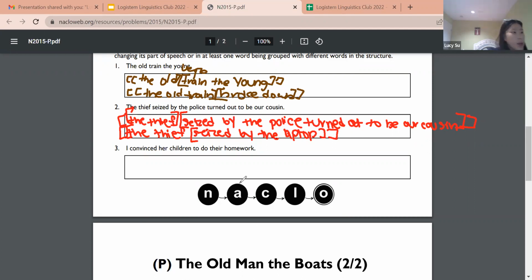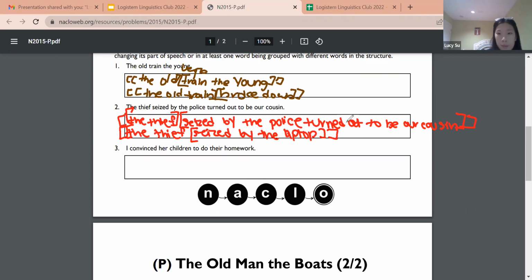Okay, so number 3, I'm not going to read it out. So you could do I convinced her children to do their homework, or I convinced her that children do their homework. So in the first one, her modifies children. I convinced the children, not her. And in I convinced her children to do their homework, I convinced her.